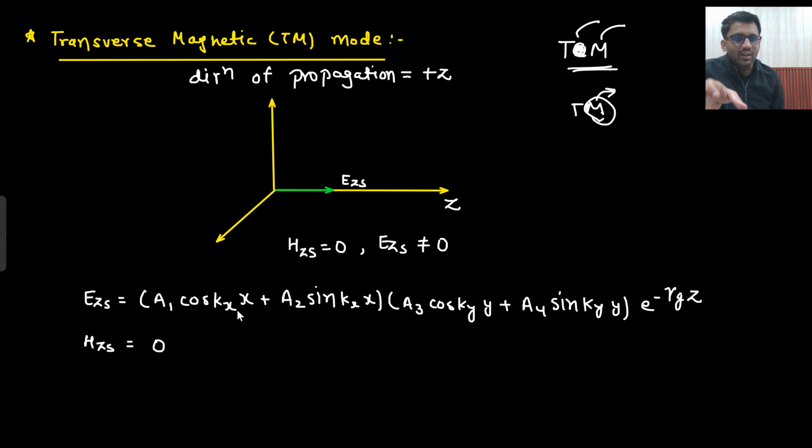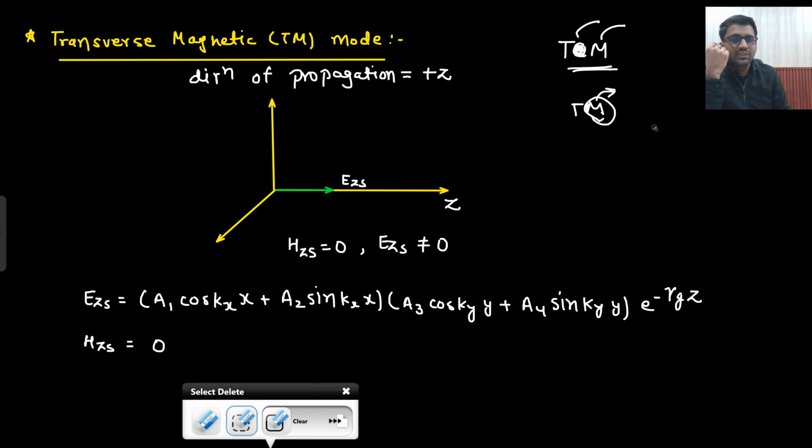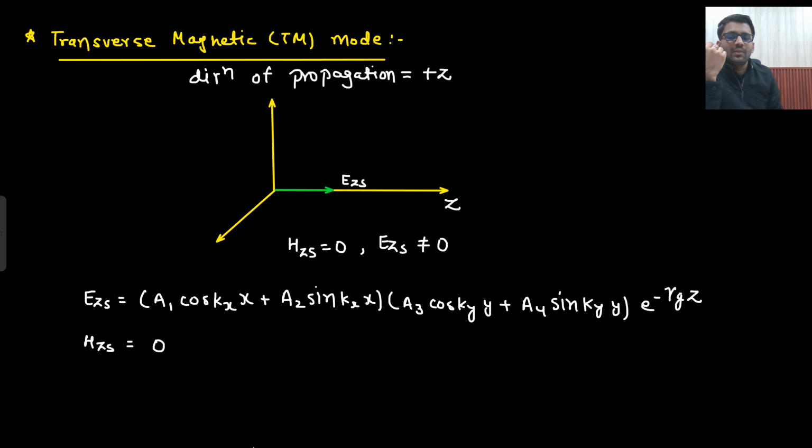In the X direction, you have standing waves, both sinusoid and cosinusoid components, and in the Y direction, you have standing waves, both sinusoid and cosinusoid components. So this is known as transverse magnetic mode. Okay. So we will see more about it. Let's talk about this EZ component now. We will find the simplified expression of EZS for transverse magnetic mode.